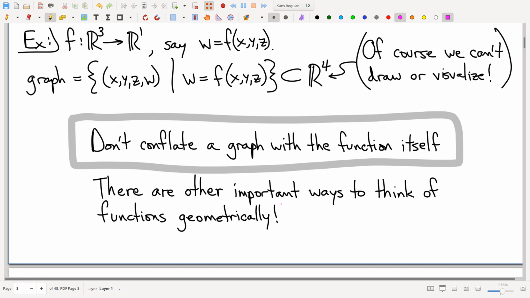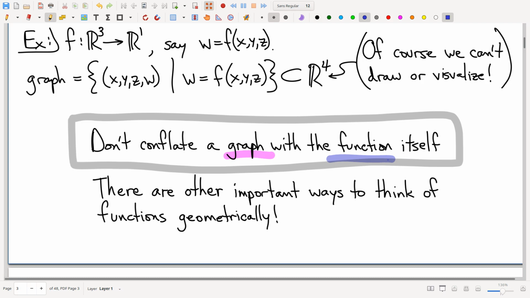So while in a Calc 1 class, you can get away with conflating the graph of a function with the function itself, in a multivariable context, you just can't do that. You will absolutely get confused. You'll get some wrong answers. You'll mix and match ideas that don't go together. It's just a catastrophe, an absolute catastrophe.